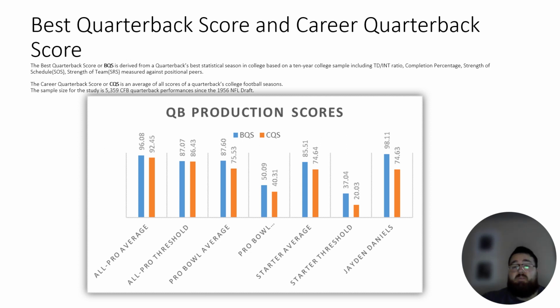The Pro Bowl average is 75.53. The Pro Bowl threshold is 40.31. The starter average is 74.64 out of 100, and the starter threshold is 20.03 out of 100. And for Jayden Daniels, he hit a 74.63 out of 100. Now, that's not a bad score. That's in the range that you're looking for in terms of a starter to Pro Bowl level quarterback, but it doesn't quite hit the all-pro potential area that you're looking for.